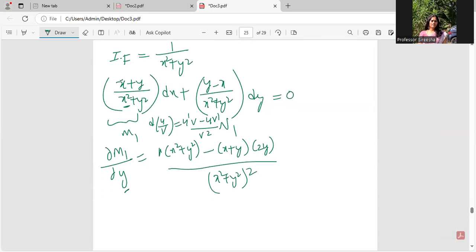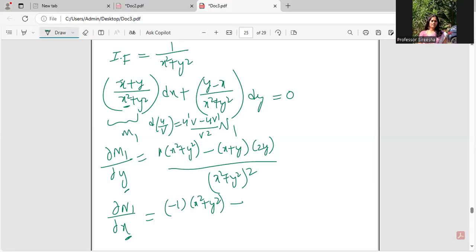Dou N1 by dou x would be what? Same thing, U by V rule, but here I am differentiating with respect to x. So I'll have minus 1 into x squared plus y squared, minus y minus x into, with respect to x now, 2x, by x squared plus y squared whole squared. Just simplify it and see what happens.